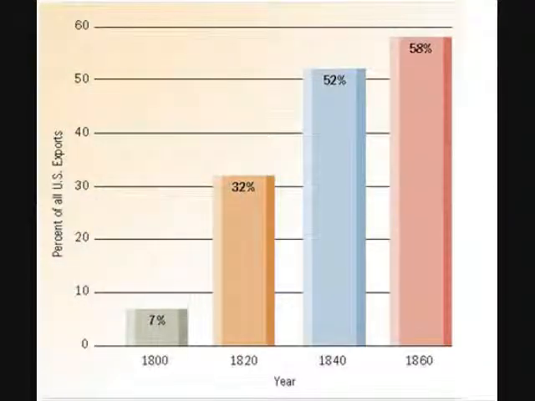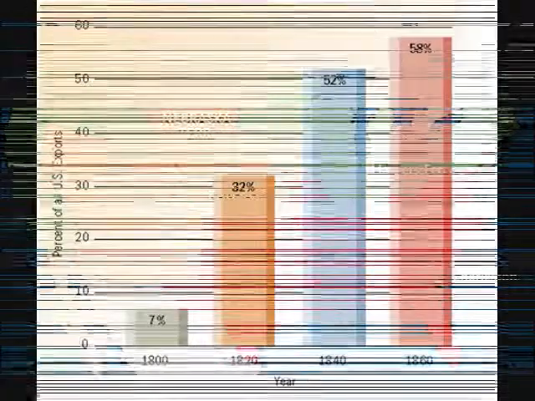The economic importance of the South continued to grow as cotton became more important to the U.S. economy. Cotton exports grew from only 7% of all U.S. exports in 1800 to over 58% by 1861. Cotton became a key to American economic prosperity.